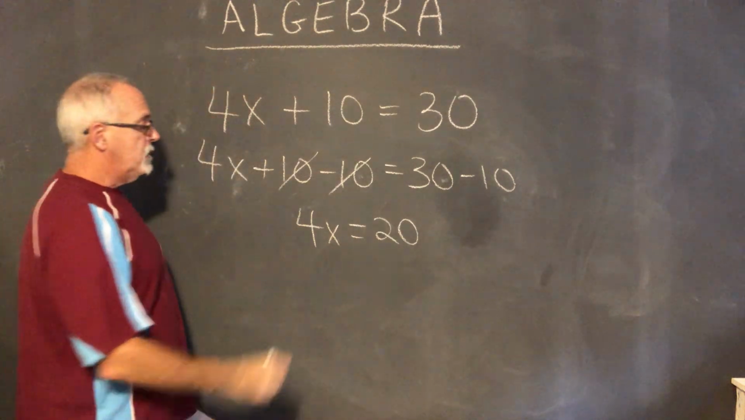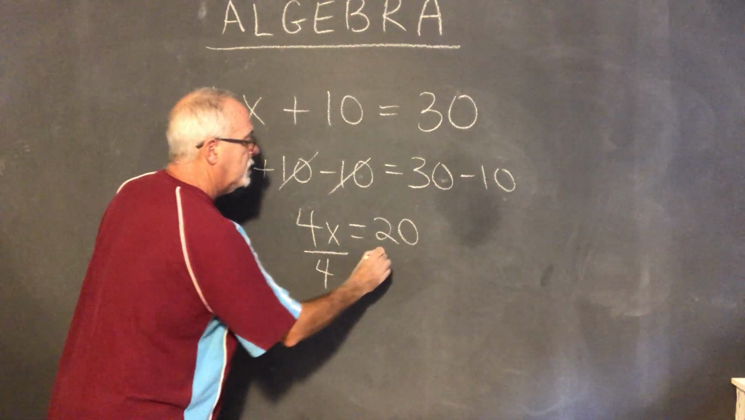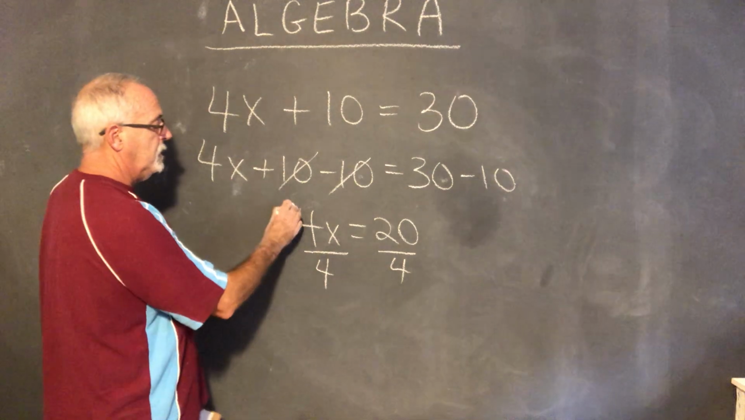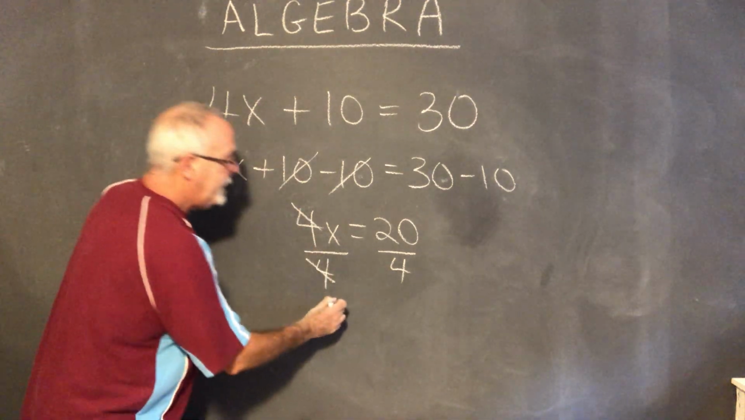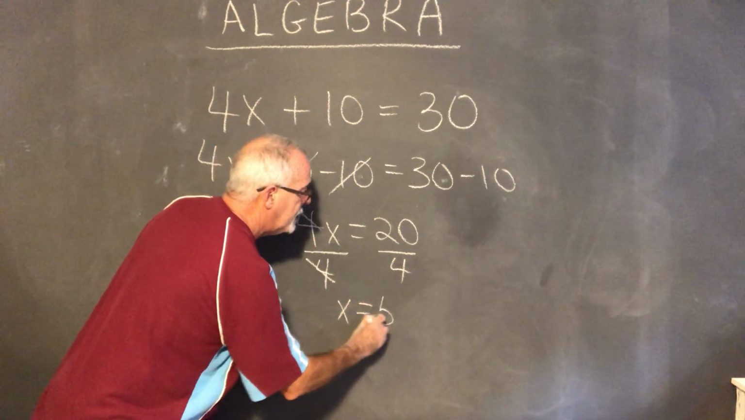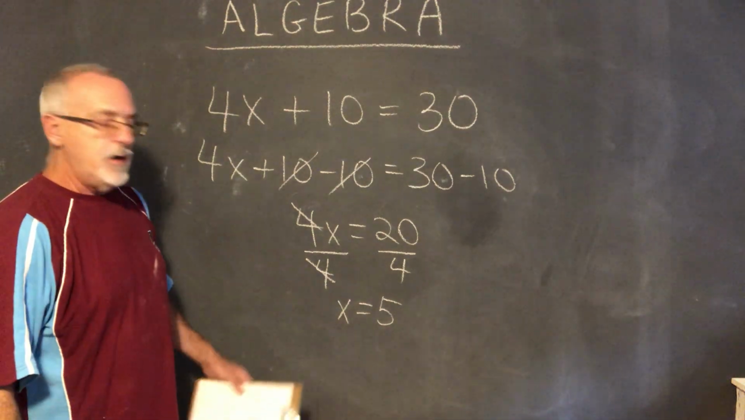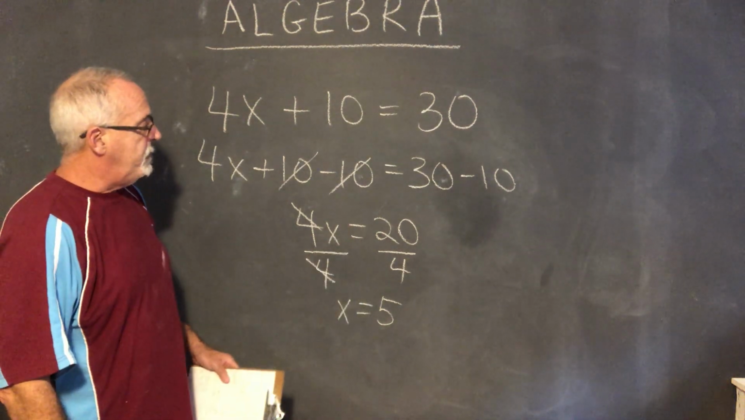My x isn't alone yet. It's being multiplied by a 4. I will do the opposite. I will divide it by a 4. I will divide both sides by a 4. X, therefore, is equal to 5 yet again. 5 must be my favorite number today because so many of the answers have been 5.